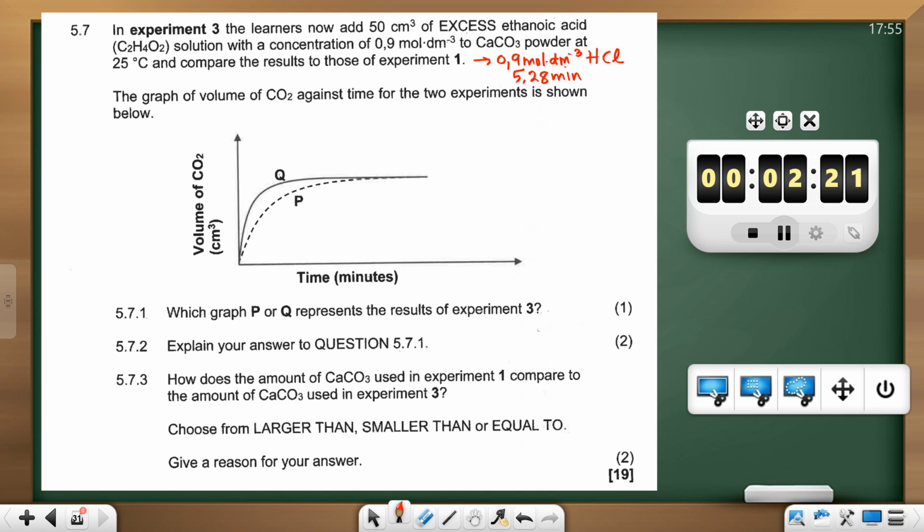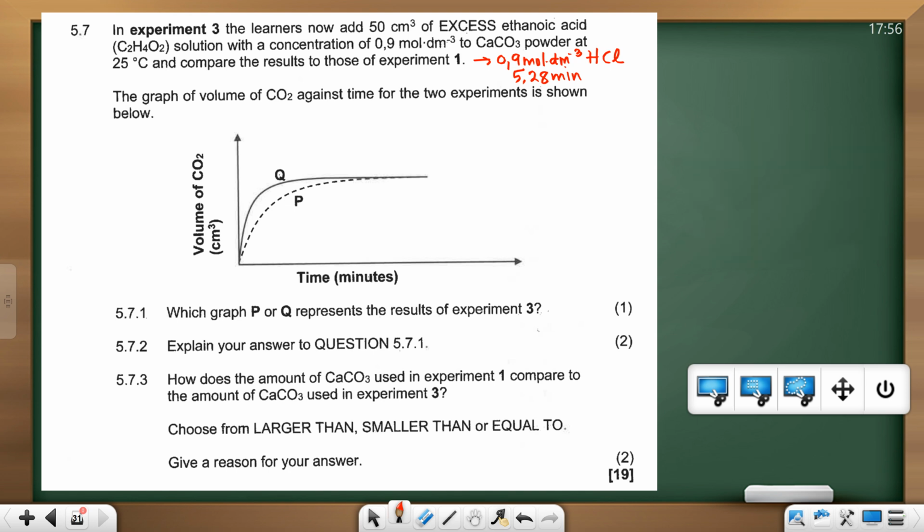We use the same amount of calcium carbonate and the same concentration. Do you notice the concentration is the same? Okay, let me stop the time. Let's read. The learners now add 50, the volume was the same, excess what? Ethanoic acid. What is the concentration? 0.9. So the concentration is the same. 0.9, 0.9. What changed? The acid.